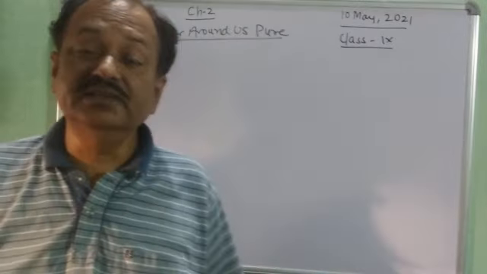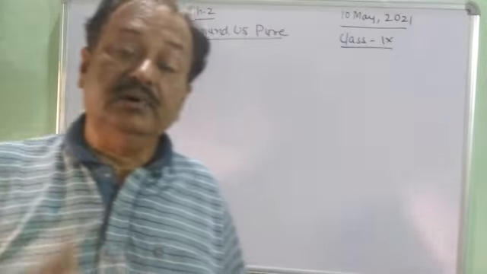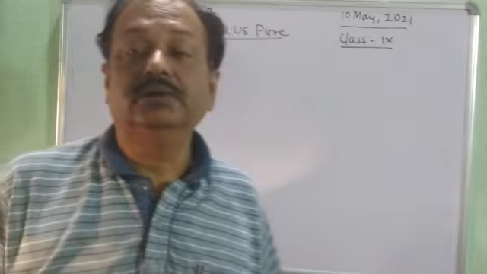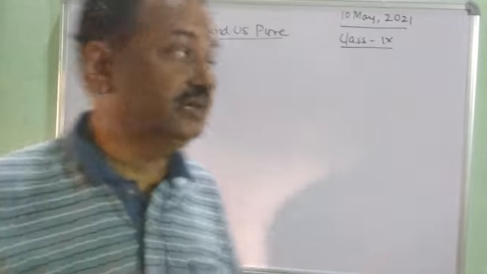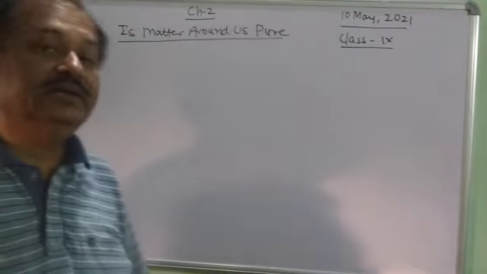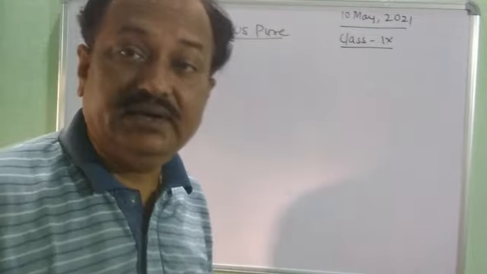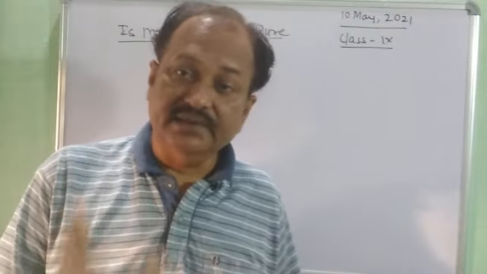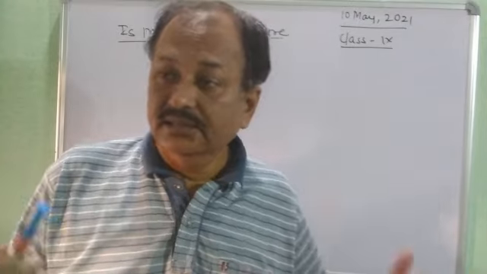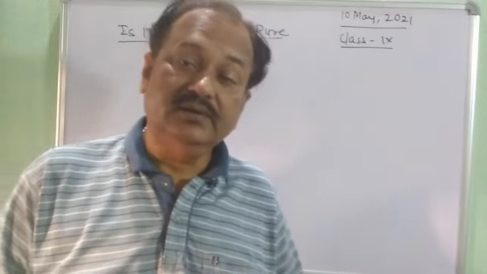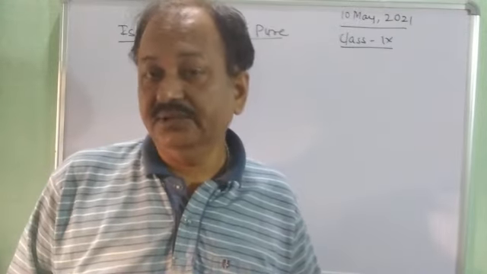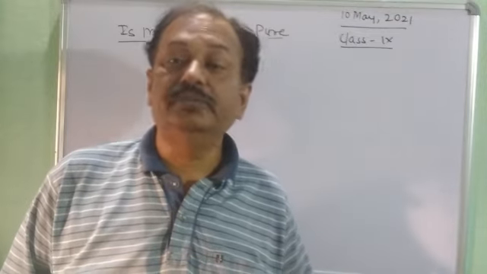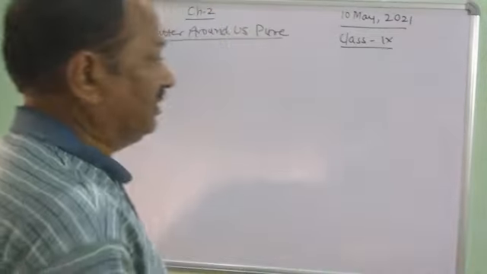Dear students, in this video you will see some points of the second chapter, and the chapter is "Is Matter Around Us Pure?" So far you have seen what matter is. Matter is a substance or the things around us having mass and occupying some space. So these are the qualities of matter.